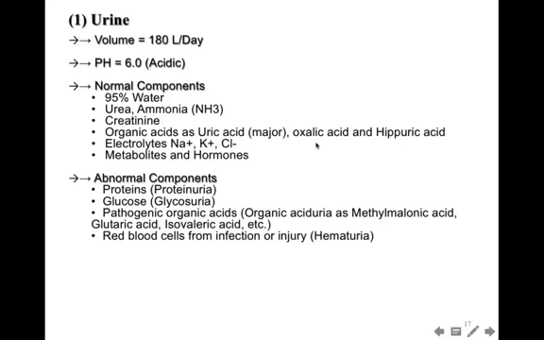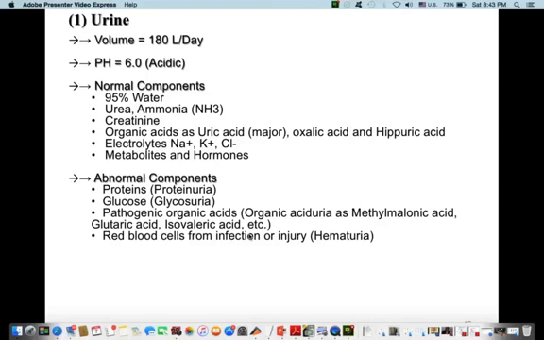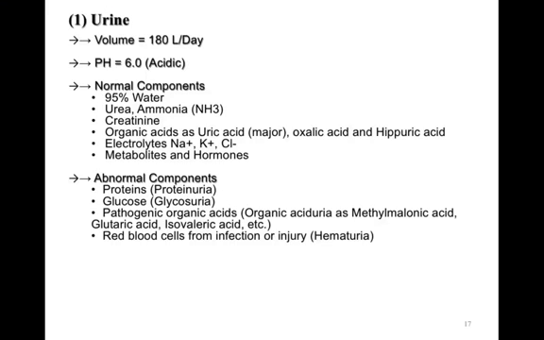The major urinary organic acids are uric acid, citric acid, oxalic acid, and hippuric acid. On the other hand, it could be an indication of a pathological condition called organic aciduria if they are abnormally present or elevated in urine. Common conditions are methylmalonic aciduria, glutaric aciduria, and isovaleric aciduria, where methylmalonic acid, glutaric acid, and isovaleric acid are respectively highly elevated in urine.